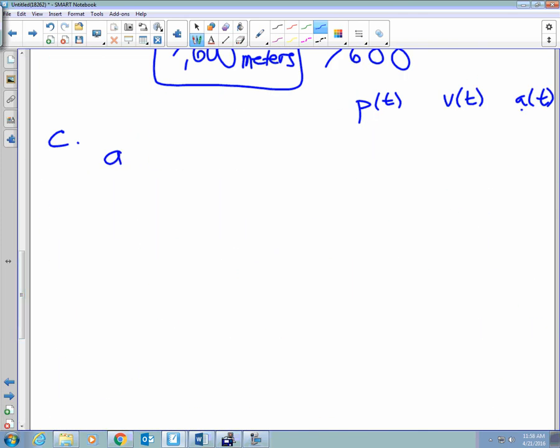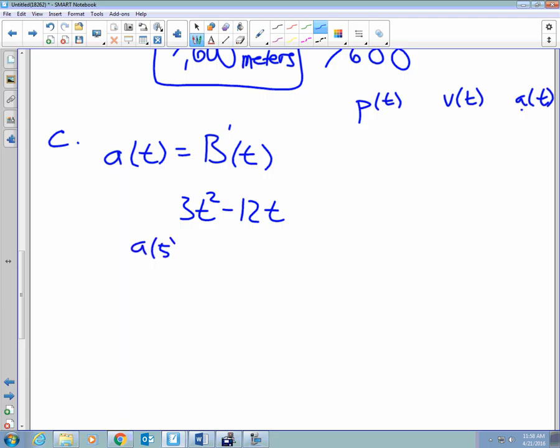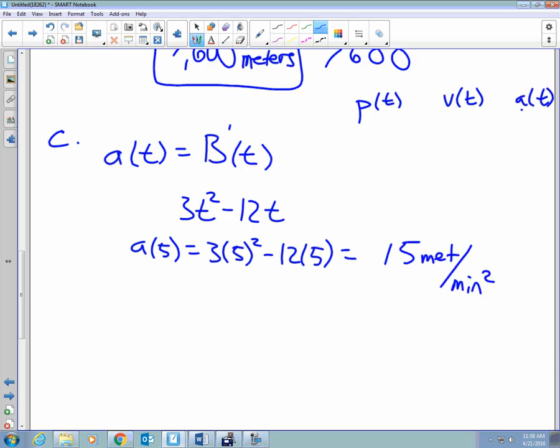So, acceleration of t is equal to b prime of t. What is the derivative? And what are we plugging in? So a of 5 is equal to 3 times 5 squared minus 12 times 5. 5 squared is 25 times 3 is 75 minus 60 is 15 what? Meters per minute squared.